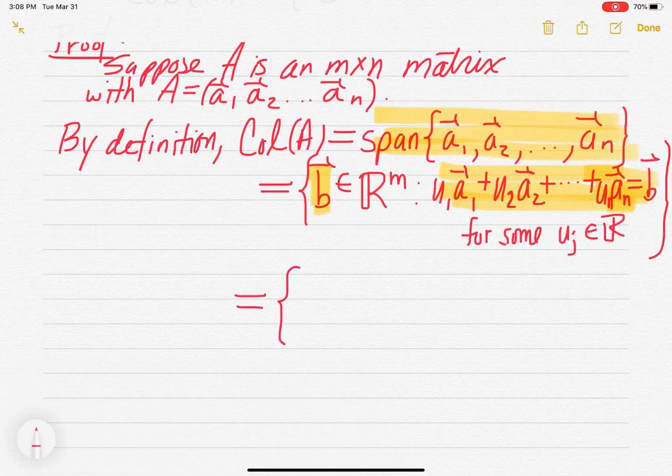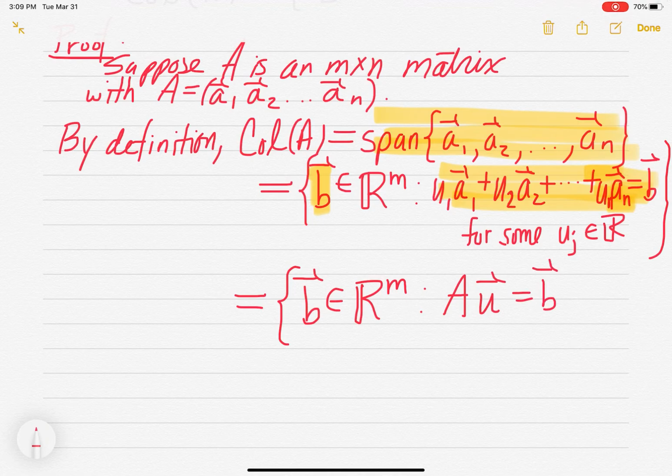Now, let's rewrite this. This is the set of all vectors B in Rm such that A times U equals B, for some vector U in Rn.